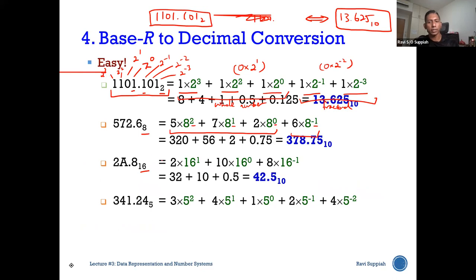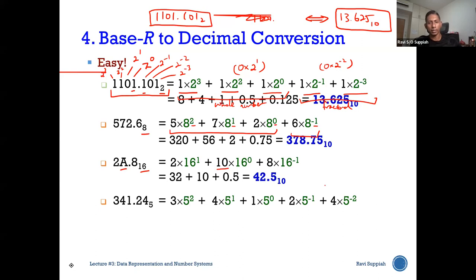Yeah, so coming back here, you can see that the A is actually equivalent to 10. That is why the 10 is over here. So just remember, it's 0 to 9, then after that is A, B, C, D, E, F. So A is 10, B is 11, and so on. That is how you can easily remember the hexadecimal representation.